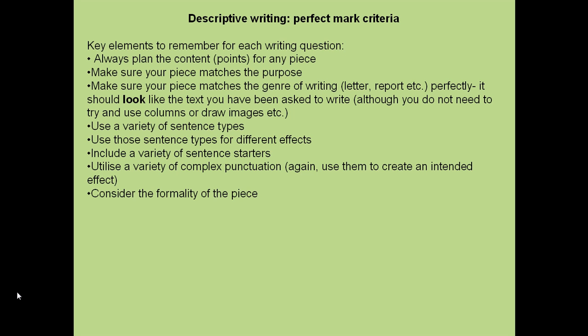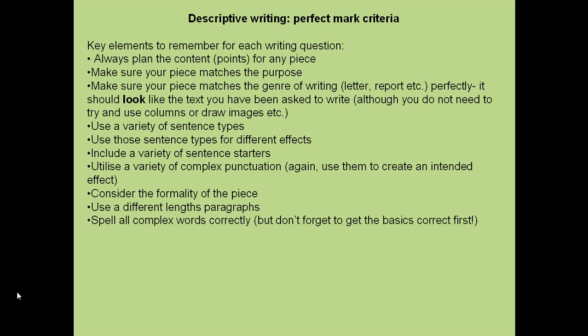Consider your formality. Make sure you're using different lengths of paragraphs. So particularly for descriptive writing or narrative writing, which is creative writing, that one sentence paragraph always works really well. So say for example, you're looking to produce a piece where someone feels alone. You might have a single sentence paragraph which says something like, "There was no one to help me." Spell all your complex words correctly, but don't forget to get the basics right first. And it's always better to spell the complex words wrong than to simply use simple vocabulary and get that right all the time. You'll get lower marks doing it that way.